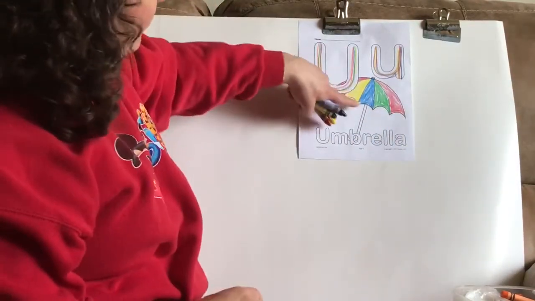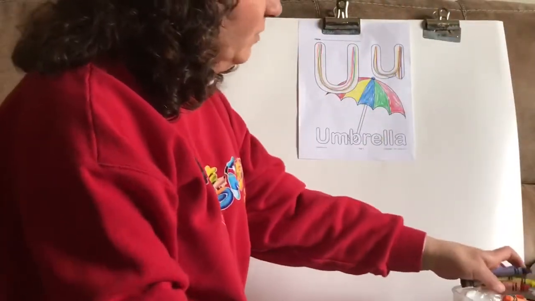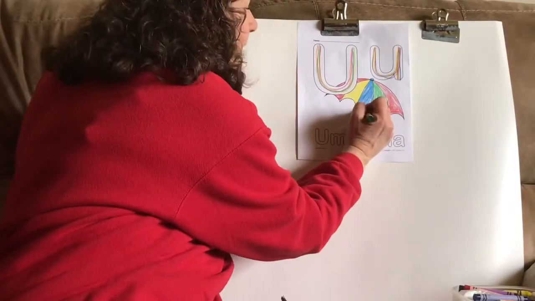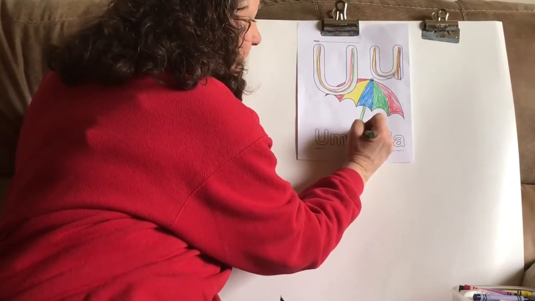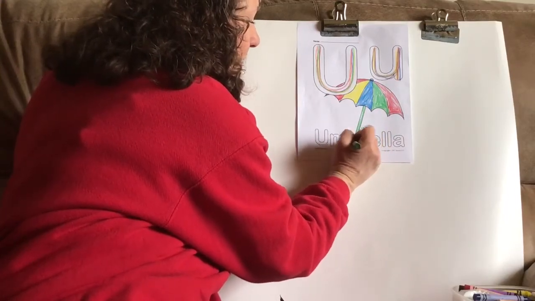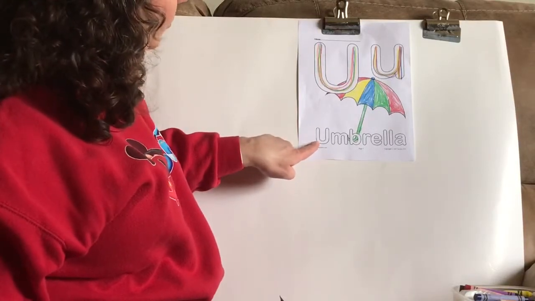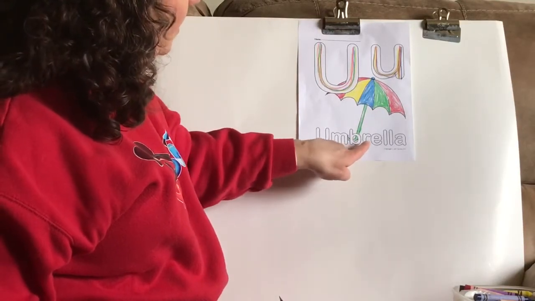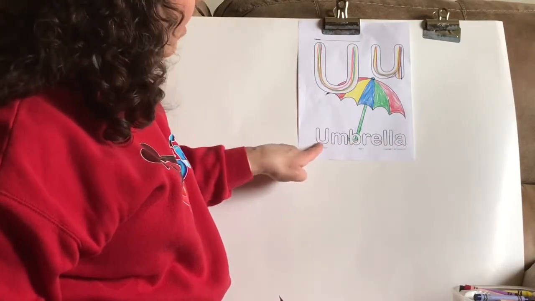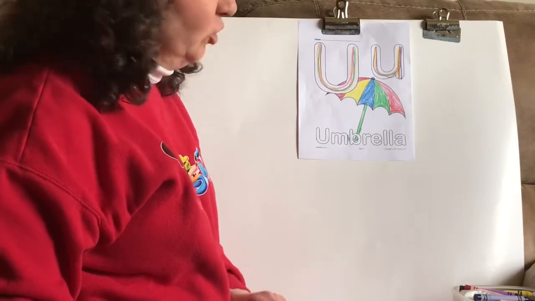Okay. And we have our handles down here. That's the part that you hold. It's the handle. And again, you can make that whatever color you would like. Any color you want. And then we have our letters for the word umbrella. We have U, M, B, R, E, L, L, A. Umbrella. You can color that word any colors that you would like.